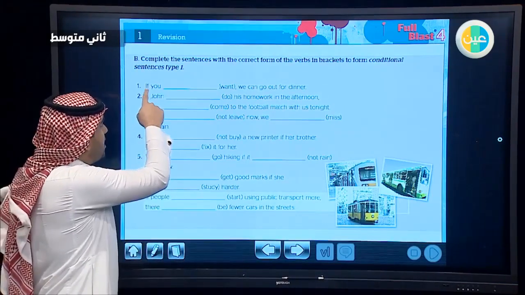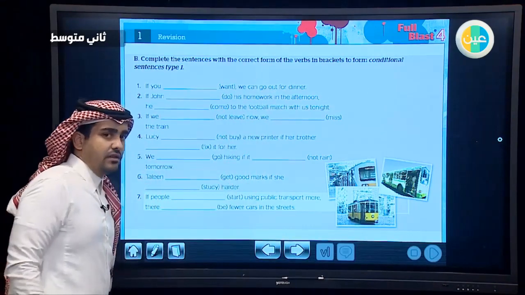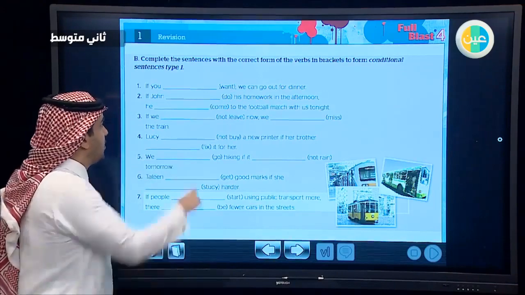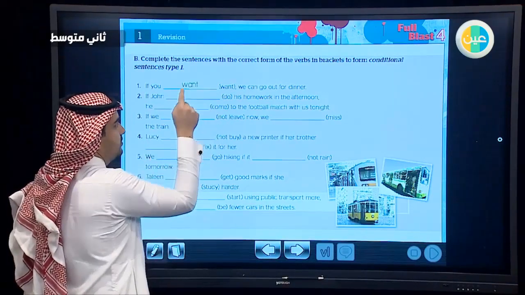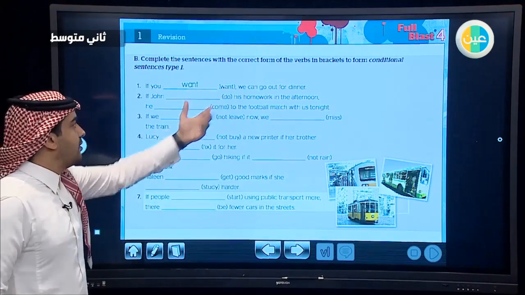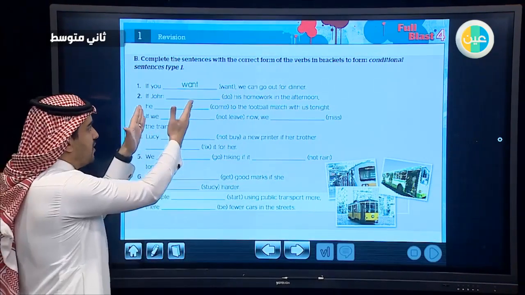So number 1, if you blank, we can go out for dinner. Okay, so the verb we need to use is the verb want. So if you want, we can go out for dinner. Okay, this is what will happen. Now let's do this. Remember, we use the present simple in the if clause.